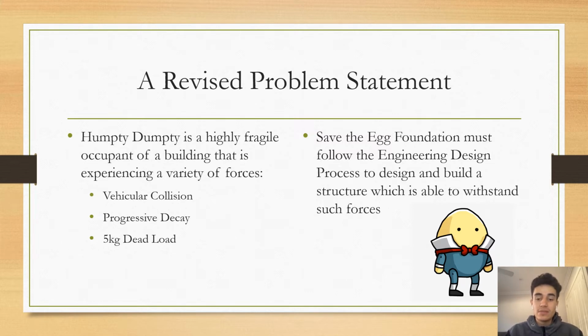To protect Humpty Dumpty, the client, a property developer, has tasked Save the Egg Foundation with developing a prototype structure out of balsa wood, cardboard, paper, sticky tape, glue and string that is able to resist collapsing when such forces are applied. Due to its planned location, the client also requires that the structure is artistically appealing and is developed within a block of land with a maximum of 300 by 300 millimeter base and a minimum of 500 millimeter height. Furthermore, although the client requested that the structure not exceed 400 grams, they displayed a preference for a structure that was as light as possible.